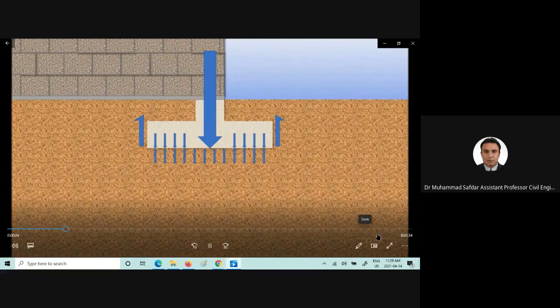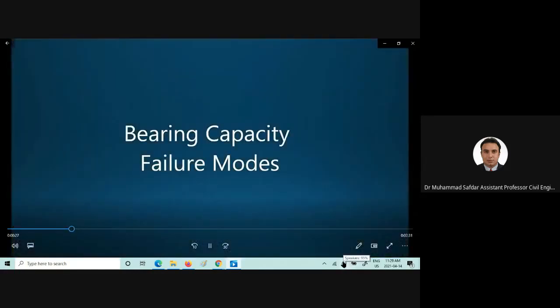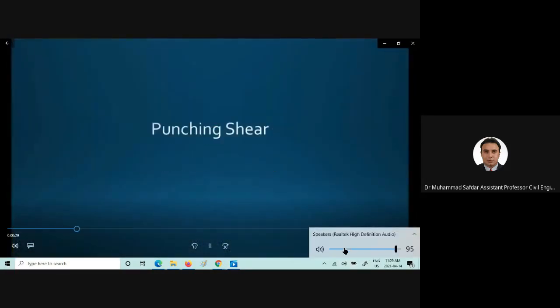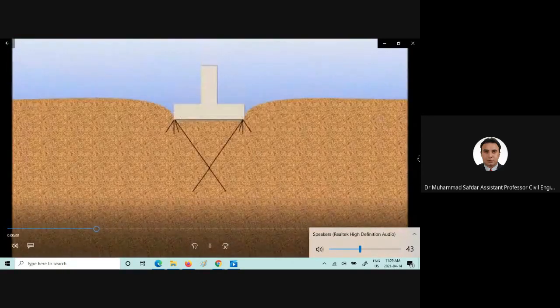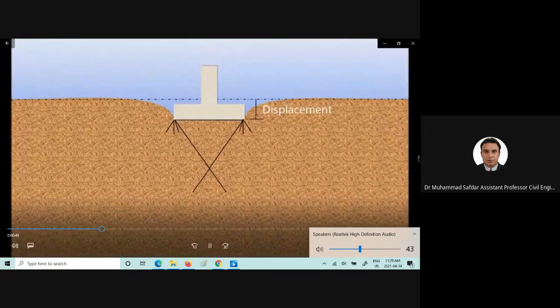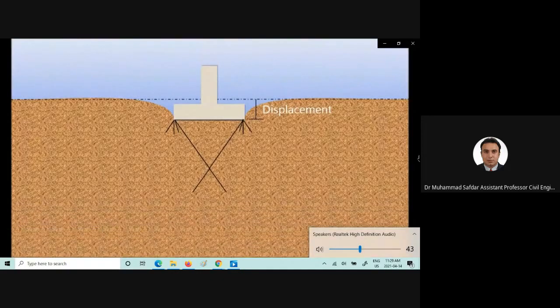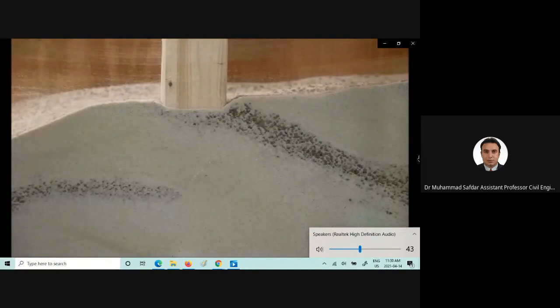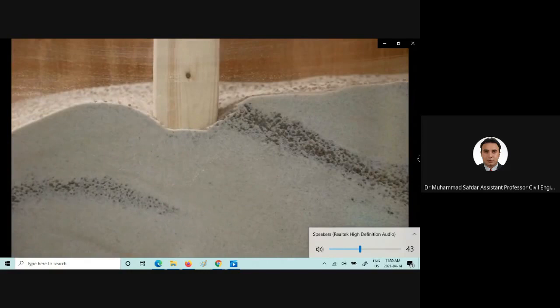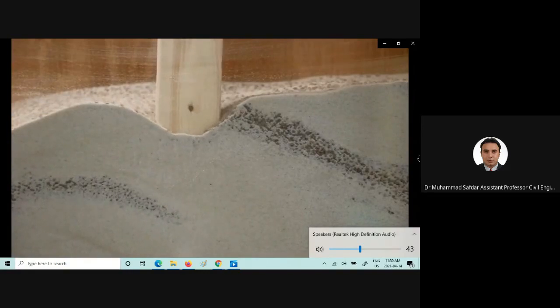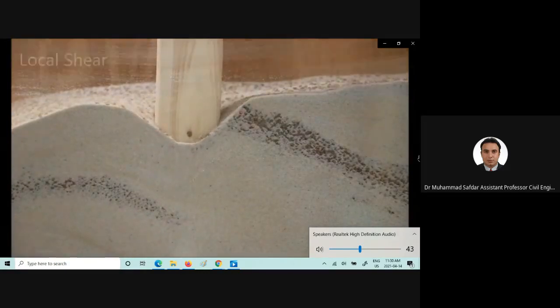So when we construct a house, loads will be applied and pressure will be exerted onto the soil. There are different types of shear failure modes. Basically, it's self-explanatory as well. You will have a punching shear failure mode, and in that case, we will only have a wedge-shaped structure. And the demo has also shown that you won't see heaving, but the foundation is going deep.